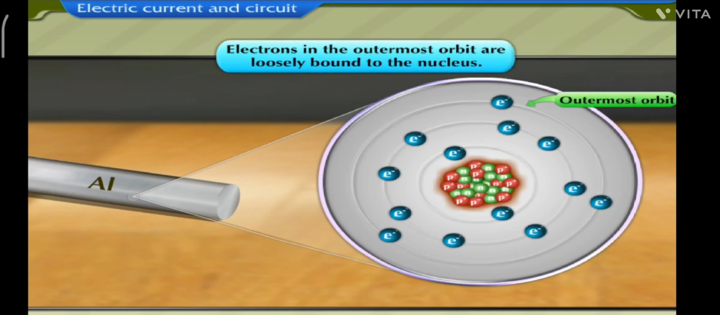When a force is applied and these free electrons are made to flow in a particular direction, they constitute electric current. It is interesting to know that metals contain a large number of free electrons moving randomly in all directions, which are readily available to constitute electric current.